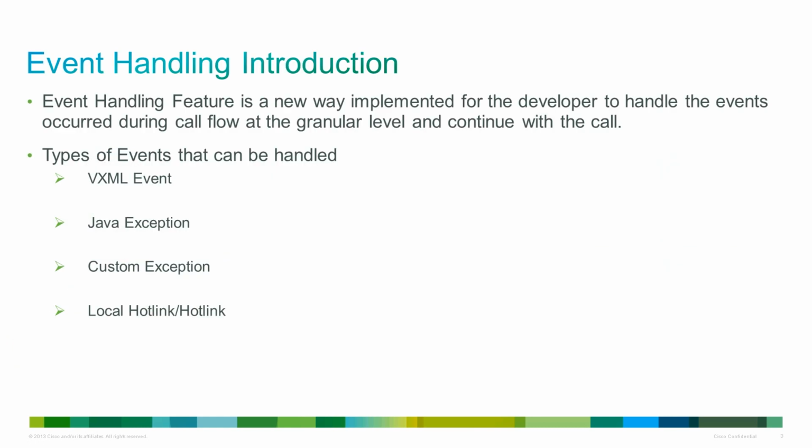So till CVP 10.0 release, the events are handled in a generic way, irrespective of whether it is a VXML event or Java exceptions. Whenever an event occurs in the call flow, it will be redirected to an error element which is configured as part of the application. So it will play the error prompt and it will disconnect the call.